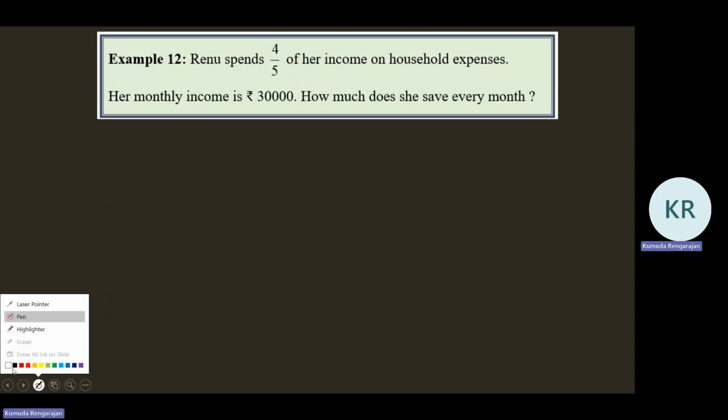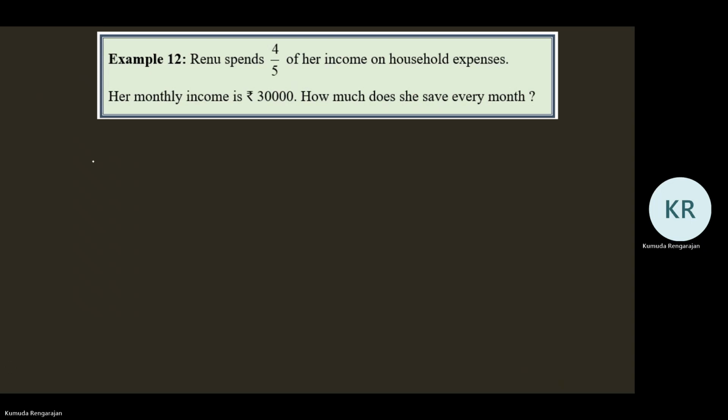So now tell me for this. What is the total income? Income is the whole thing, right? And from the income, what can you do? You can spend and you'll save the remaining. Now, what is the fraction that represents income spent and the fraction that represents income saved?